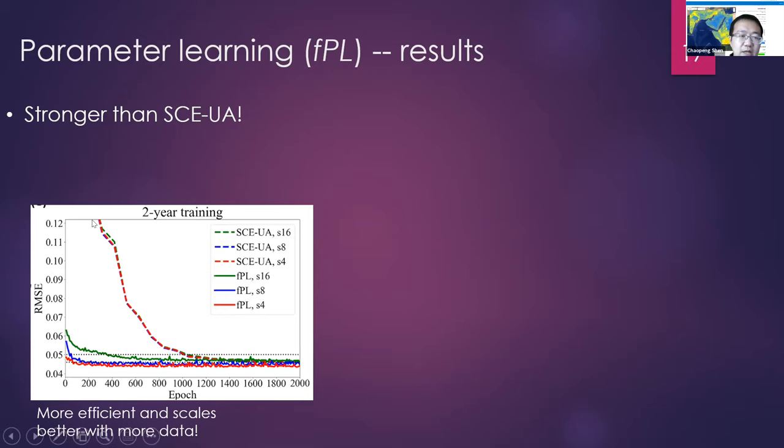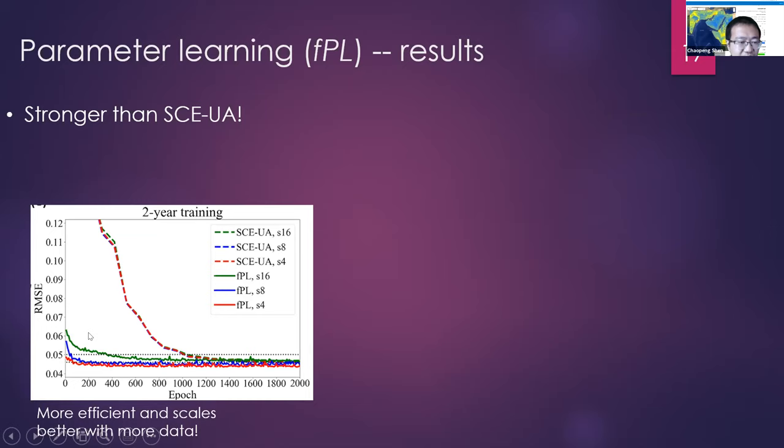So you see, this is the shuffled complex. This is an objective function, and on the x-axis is the epoch. One epoch means you run the model for one pixel on average one time, one forward run, right? At the minimum, the FPL, the solid lines, actually generates better results than SCE-UA, the evolutionary algorithm, and it does so in a very efficient fashion.